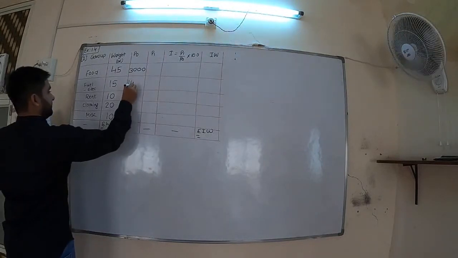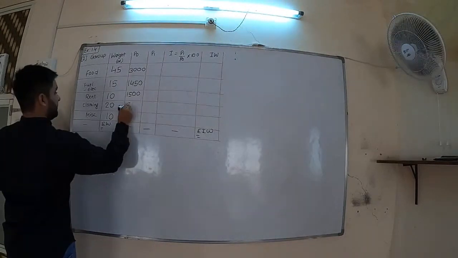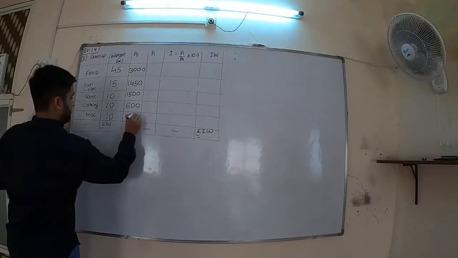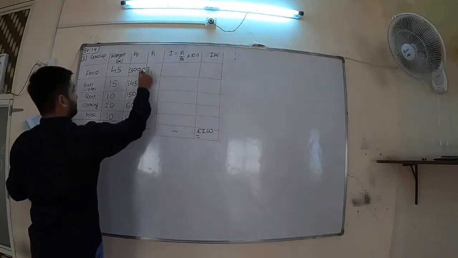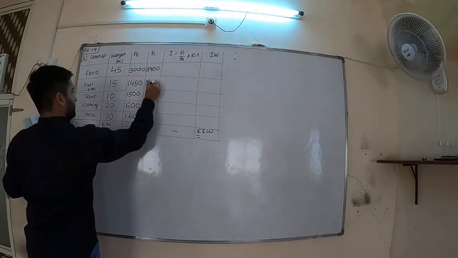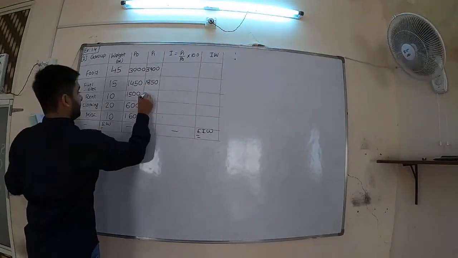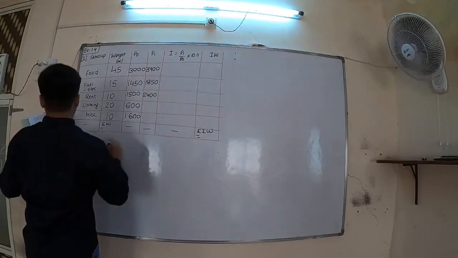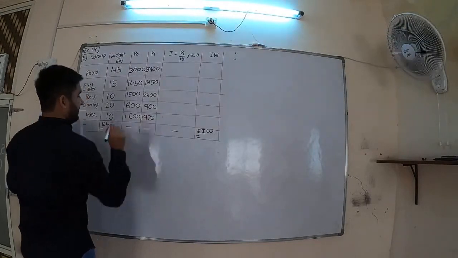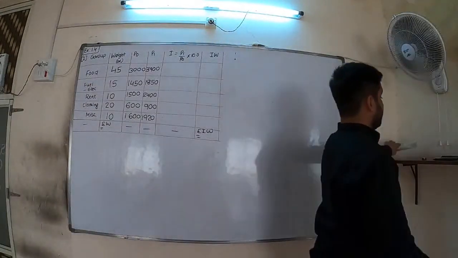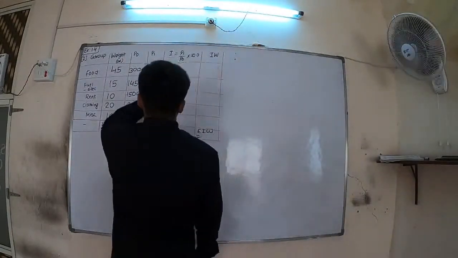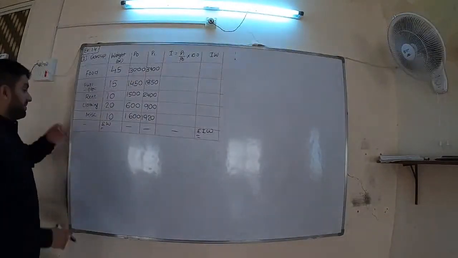Then 3000, 600, 1600, 3900, 1850, 2400, 900, and finally 1920. Okay. Now what do we need? Each and every index number.